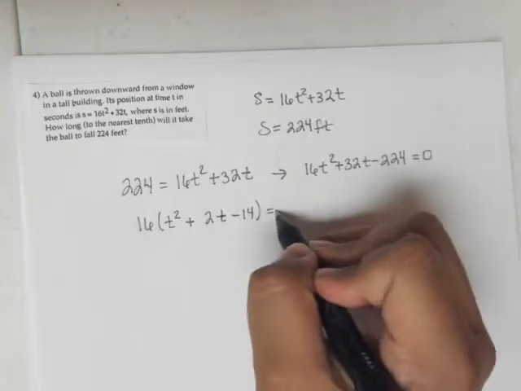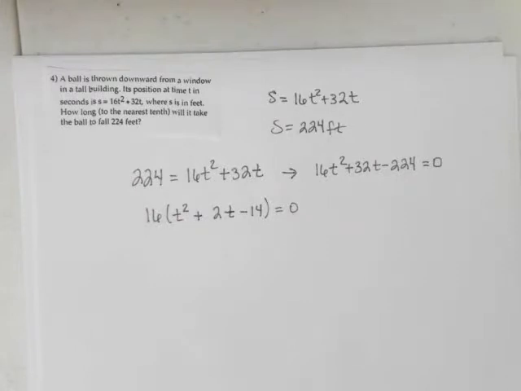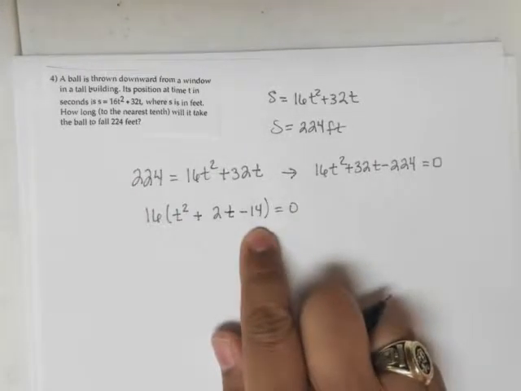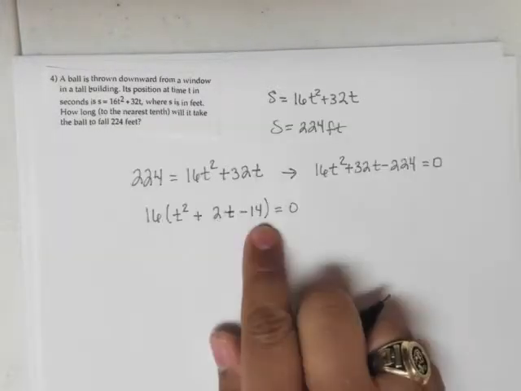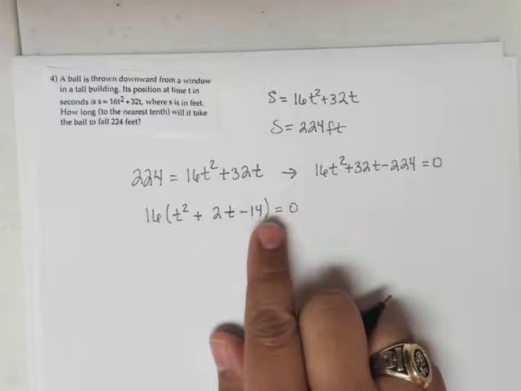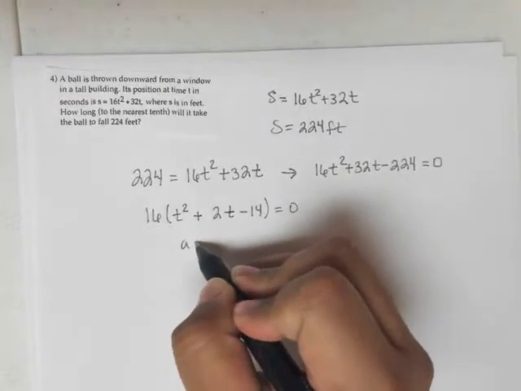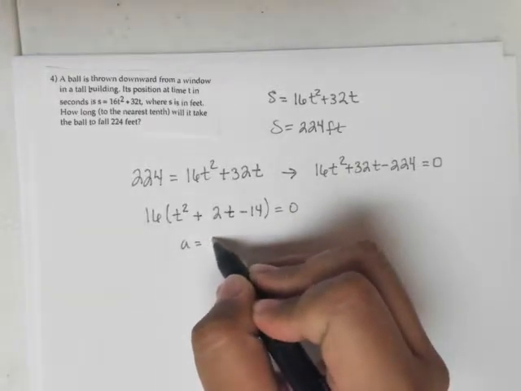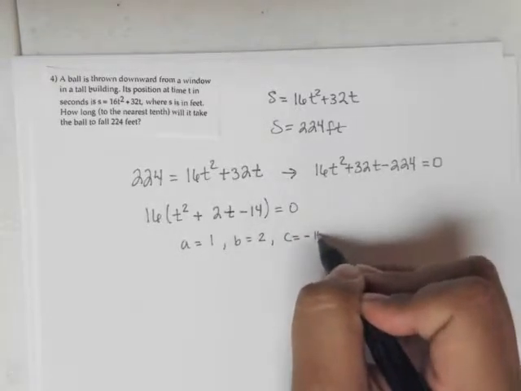So there it is: 16 times t squared plus 2t minus 14. I factored out the GCF of 16. Now this one right here, are there any factors of 14 with the difference of 2? No, because the only factors of 14 are 2 and 7, and 1 and 14, neither of which will give us what we need. So the only thing we can do at this point is solve this using the quadratic formula. So let's say a equals 1, b equals 2, and c equals negative 14.